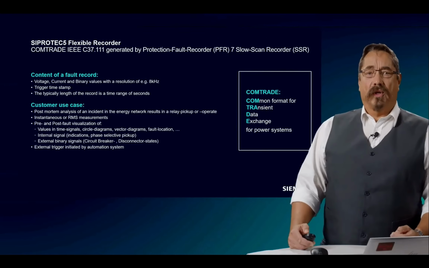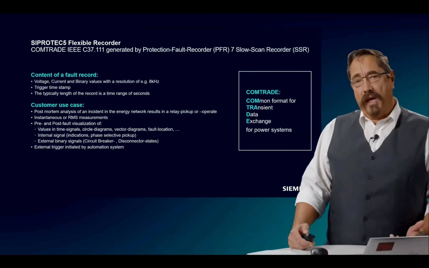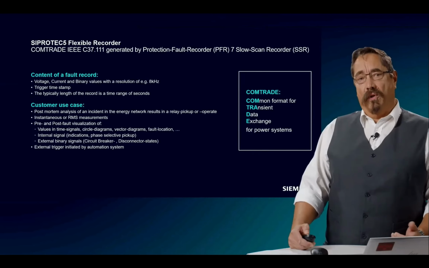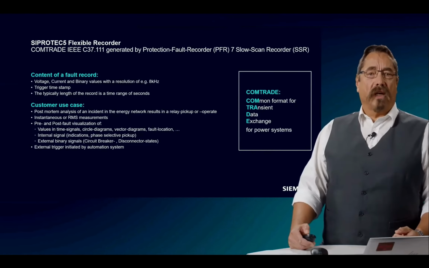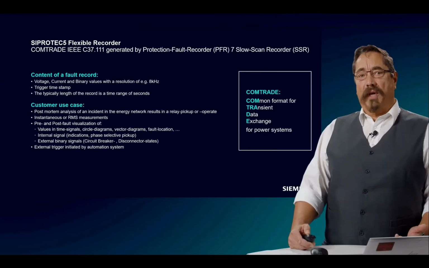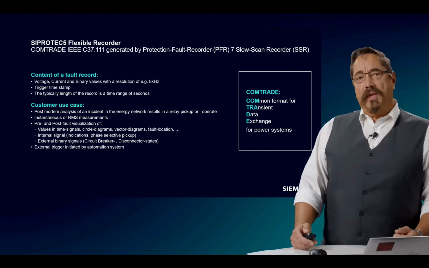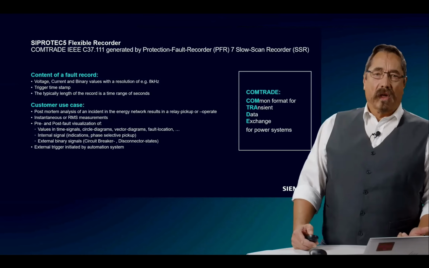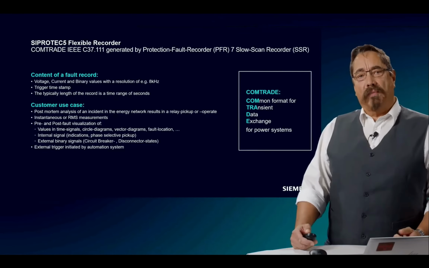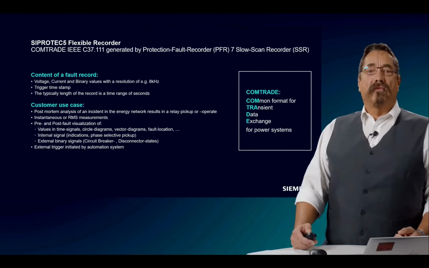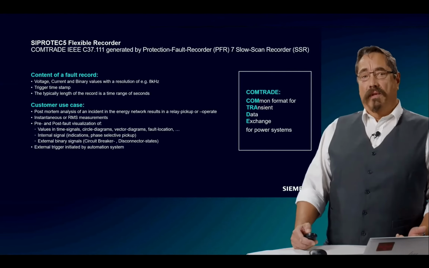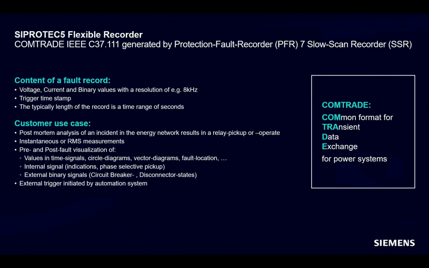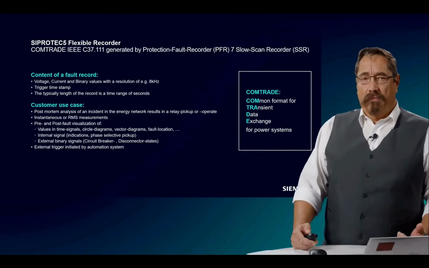Which customer use cases are supported using a COMTRADE fault record? The main use case is a post-mortem analysis of a fault or incident. The protection fault recorder mechanism was started by a pickup or by a circuit breaker operate signal. The time series of the signal can be visualized in the instantaneous or RMS measurements. A very interesting topic is the energy network behavior before the incident happened, meaning before the relay pickup becomes active. Therefore, the measurement of a dedicated pre-fault time will be stored in the fault record. A pre-fault or pre-trigger time of half a second is very common.